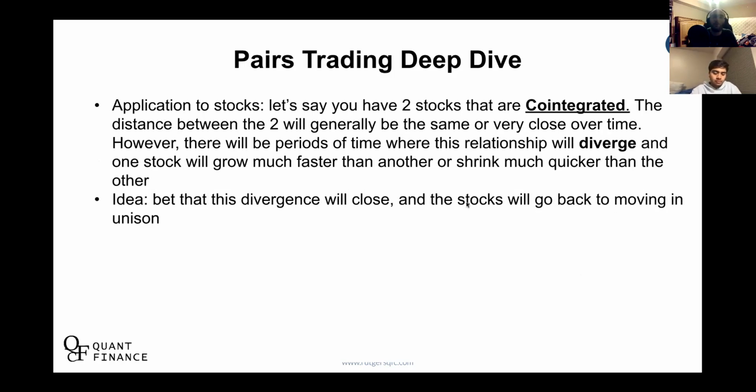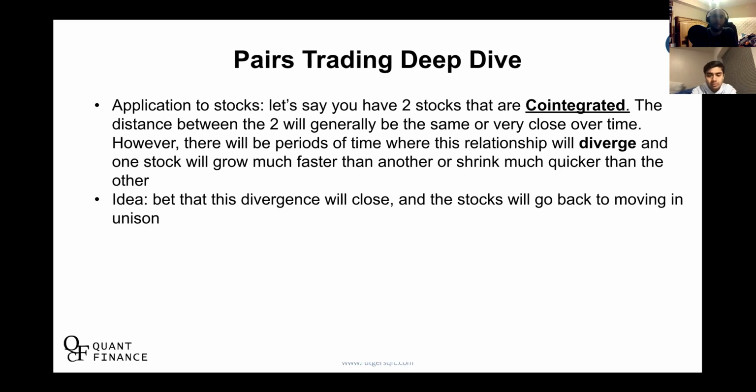So here's how we apply it to stocks. Let's say you have 2 stocks that are co-integrated. I will say on the next slide what this means exactly. So the distance between these 2 stocks is generally going to be the same or very close. This basically means that over time, if one stock starts to move up very rapidly, let's say you're looking at Coke and Pepsi. It's a pretty good example to visualize.